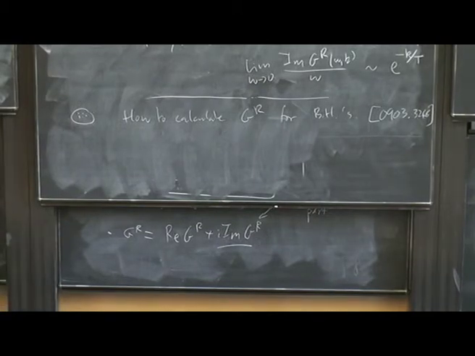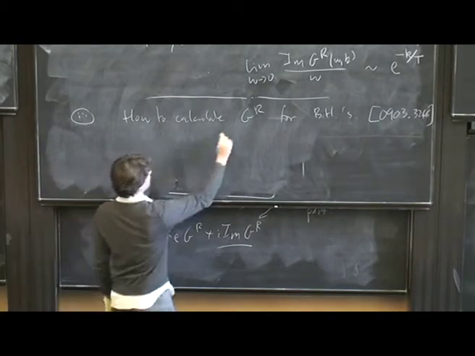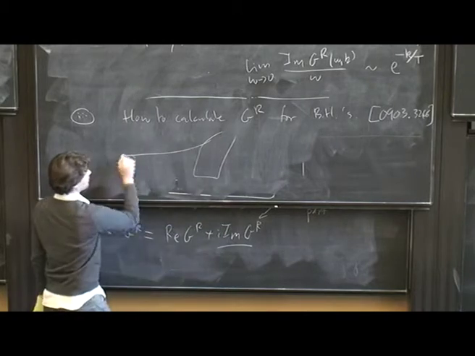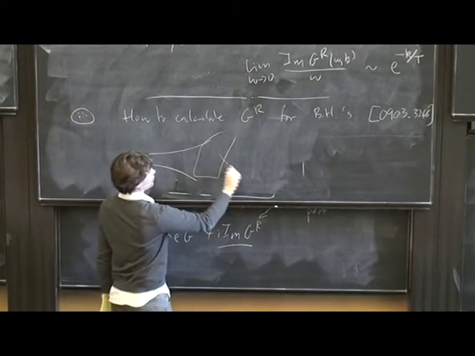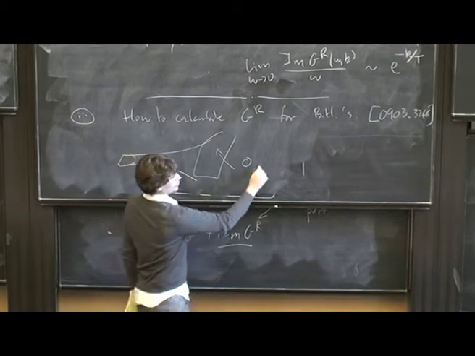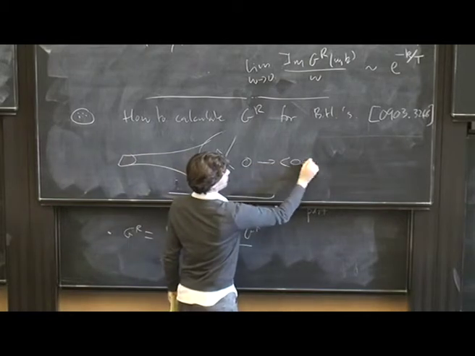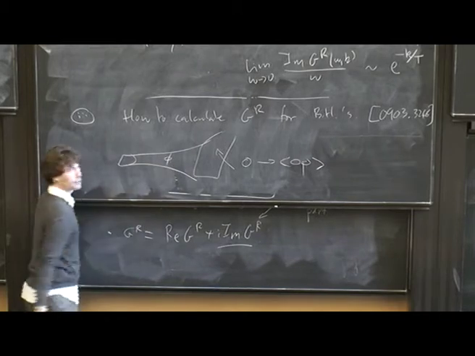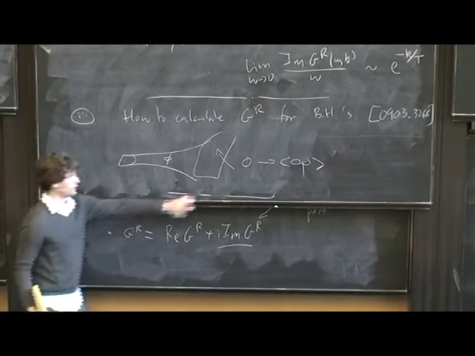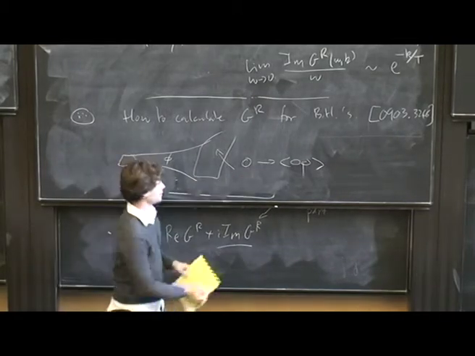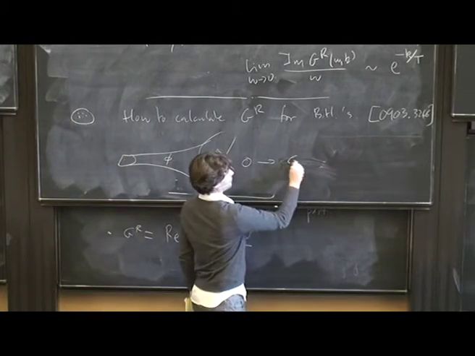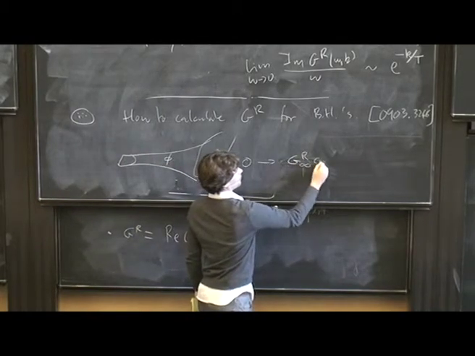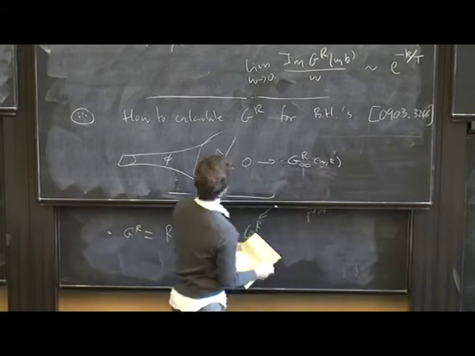Suppose we have our bulk. We have some operator O that lives on the boundary, and we want to calculate its two-point function. That operator is dual to some scalar field phi in the bulk, and we'd like to calculate this. In particular, I'd like to calculate the retarded Green's function. It's a function of omega and k.